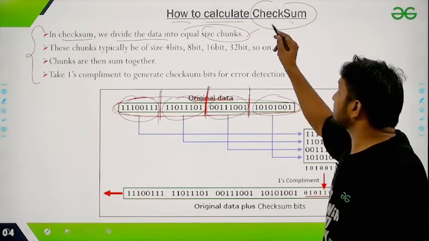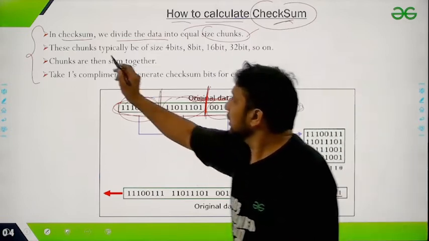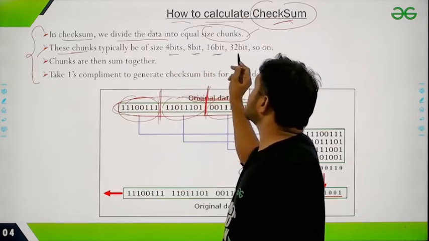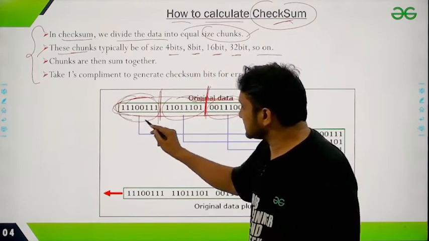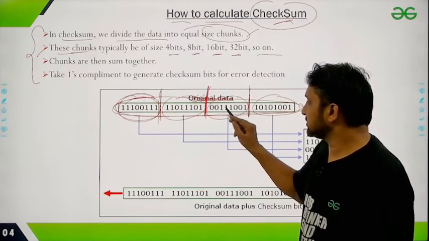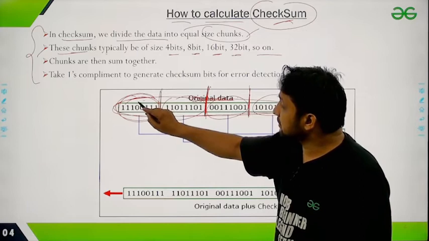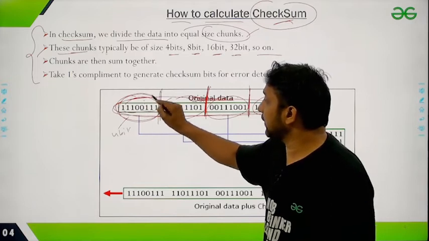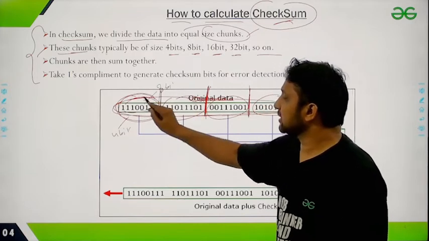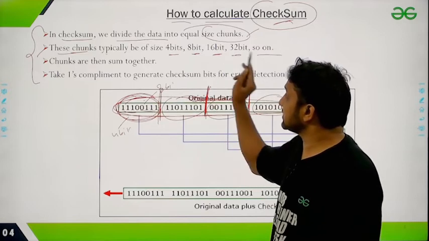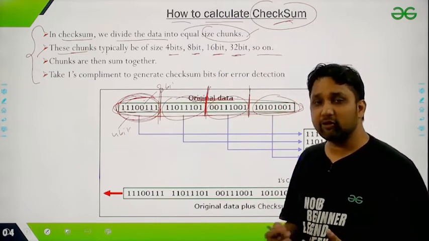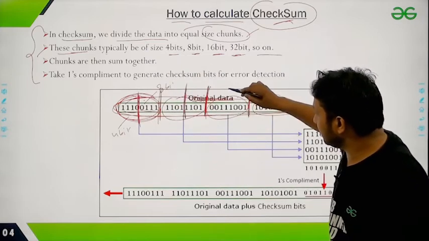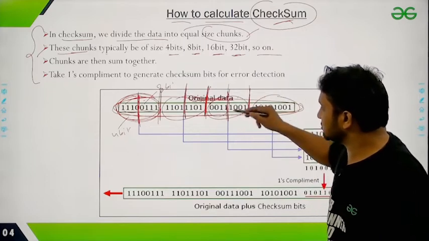Now we are calculating the checksum bits. The second point is that these chunks are typically of size 4 bits, 8 bits, 16, 32 and so on. This is one chunk, this is another, this is another. These may be of 4-bit size. In this case this is 4 plus 4, 8 bit. This can be a 4-bit chunk, an 8-bit chunk, 16 bit, or 32 bit. You can make any of them. We could also divide it into four chunks, with four bits in one chunk.